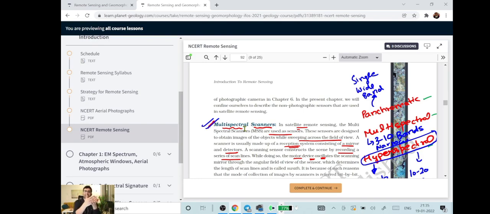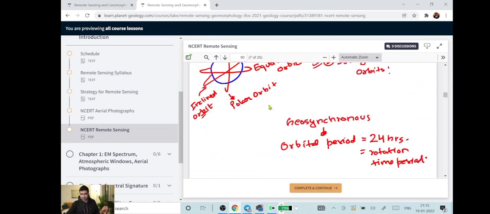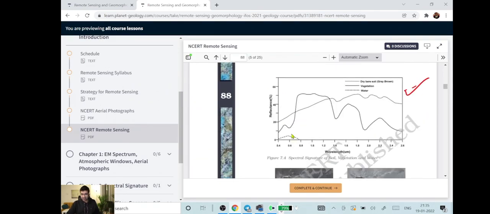Some can have bands in the infrared region, but some of them will have hundreds or even thousands of bands. So you can create this kind of curve which you see here. This is a continuous curve. If there are only 3 bands, you will get one value here, a second value here, a third value here, so you will get a discontinuous curve. If you want a continuous curve, you need very narrow bands, so you will have a very high spectral resolution.